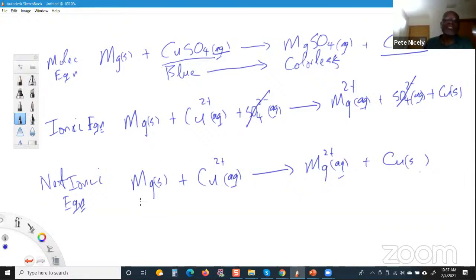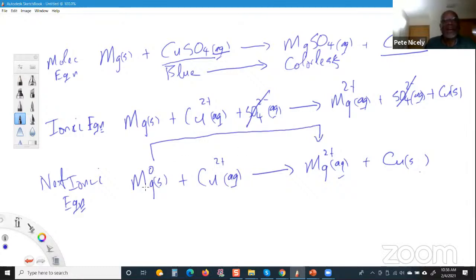And if you look at this closely, you'll see that there are some changes taking place to the charges of the different species involved in the net ionic equation. You'll see, for example, that the magnesium here had a 0 charge on the left side, but over here has a +2 charge.